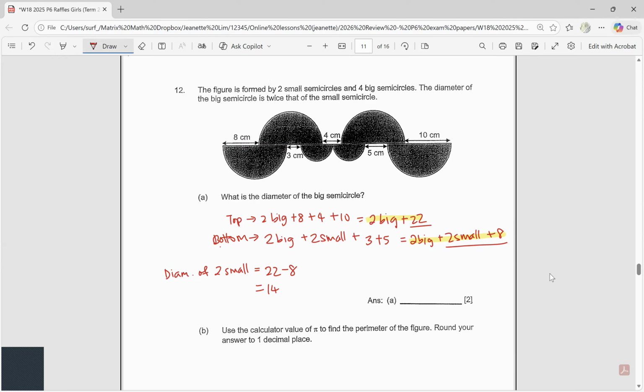Diameter of 2 small semicircles is, okay, the big one is twice of the small one. So if you got 2 of the small one, this is basically 1 time the diameter of the big one. Okay, so this is the diameter of 1 big, which is what we want, 14 cm. See, the diameter of the big semicircle.